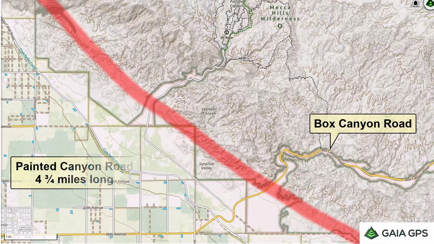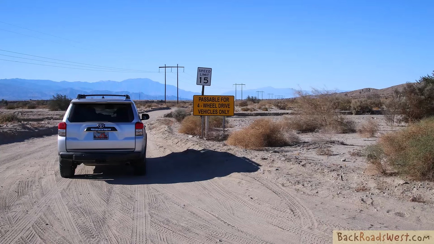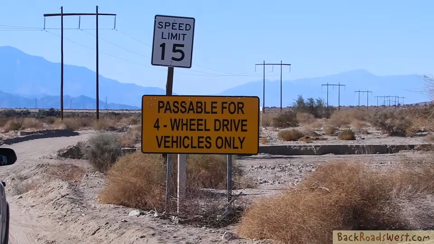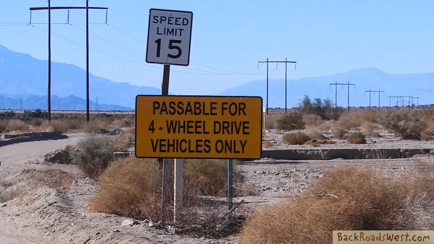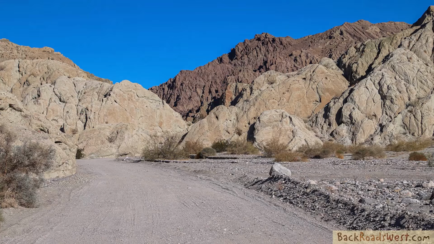Painted Canyon Road is a 4 3/4 mile long out and back road. It's a bit rough and not recommended for sedans. Vehicles with high clearance should be used, but four-wheel drive isn't necessary. The road leads us to its namesake, Painted Canyon.